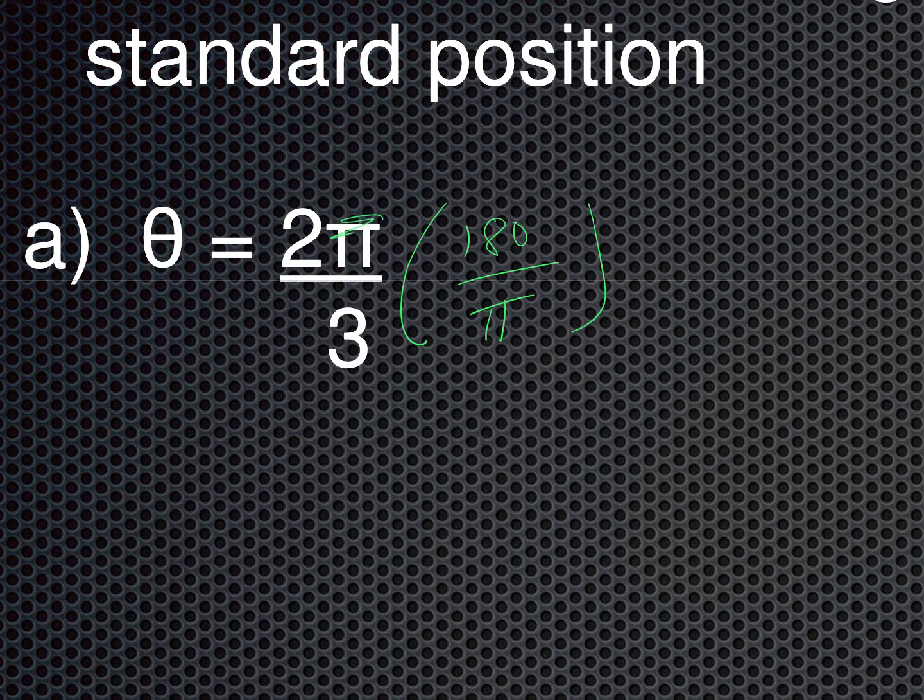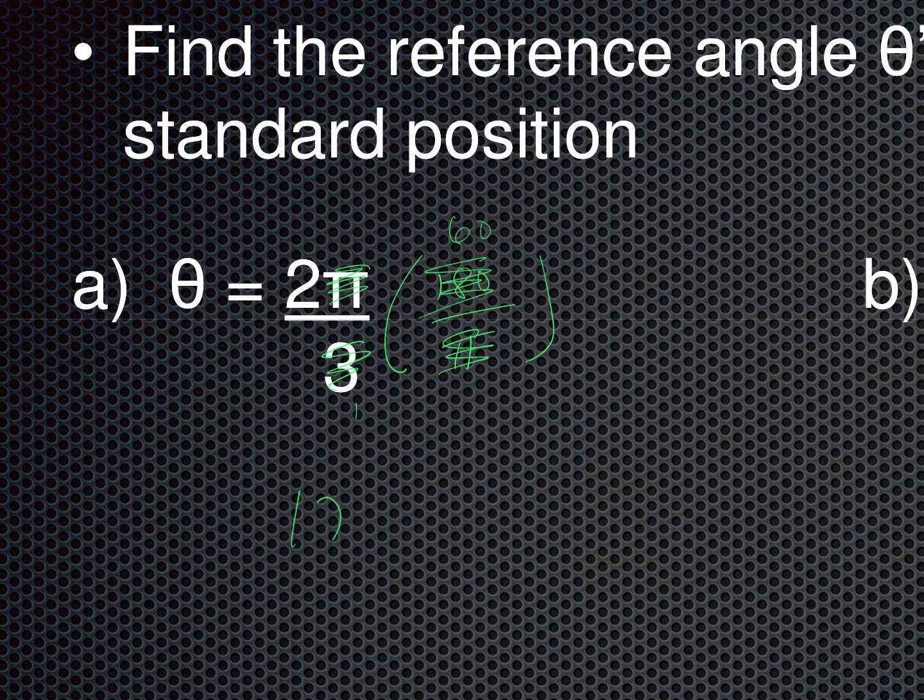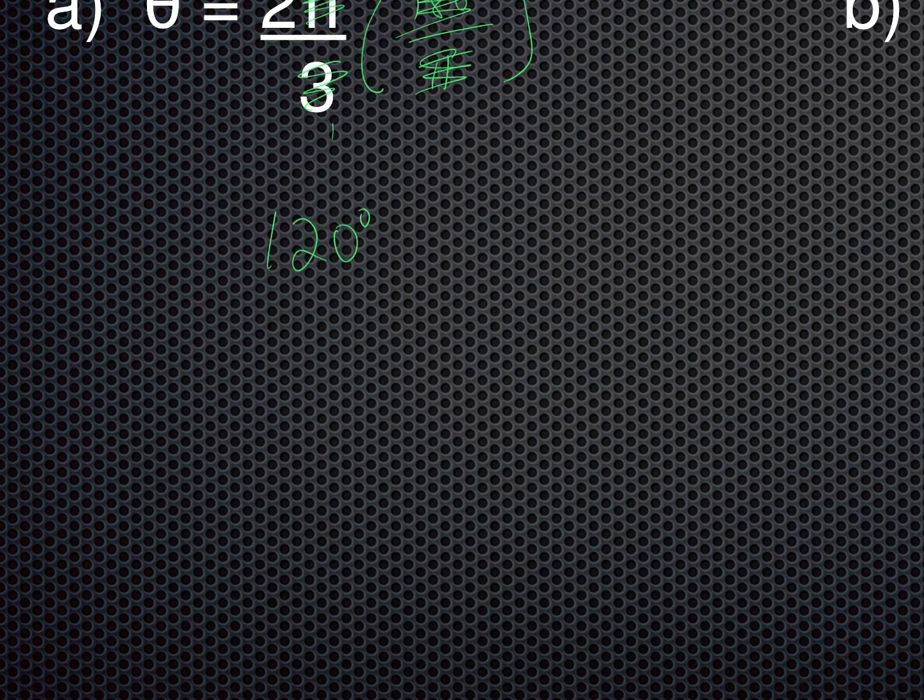So my pi's will cancel. 3 goes into 3 once. 3 goes into 180 how many times? 60. What's 2 times 60? 120 degrees. So think about 120. Here's 360, 90, 180, 270. Where is 120? It's in quadrant 2, right? It's over here somewhere between 90 and 180.